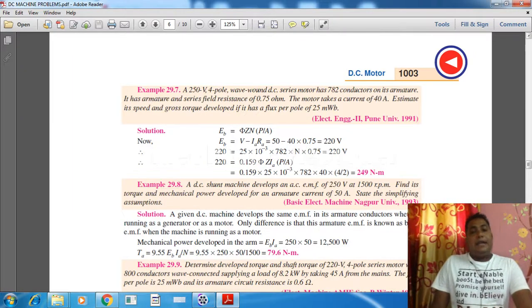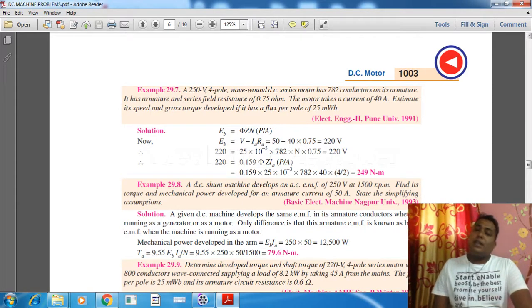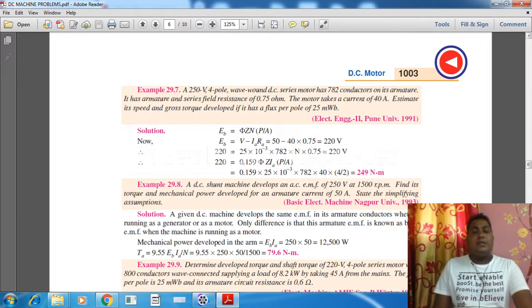Example 29.7. So in 29.7, what we have: it is told that a 250 volt 4 pole wave connected DC series motor has 782 armature conductors on its armature. It has armature and series field resistance of 0.75 ohm. The motor takes a current of 40 ampere. Estimate its speed and gross torque developed if it has a flux per pole of 20 milliweber.